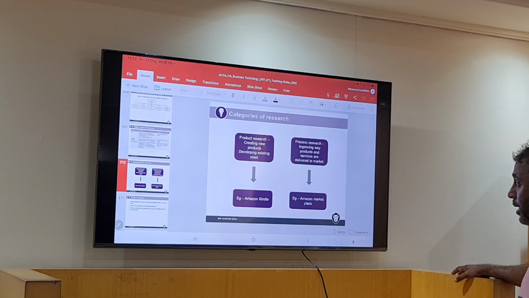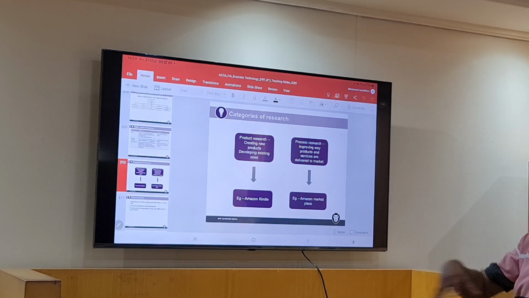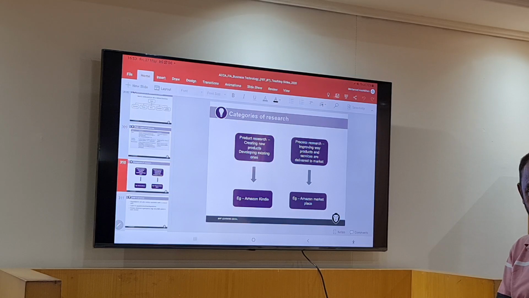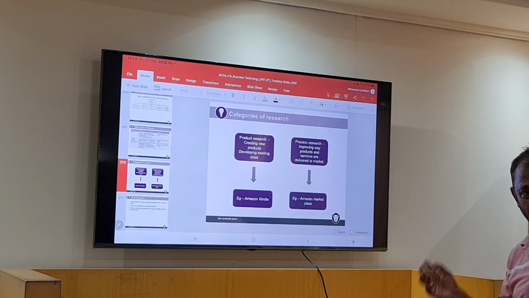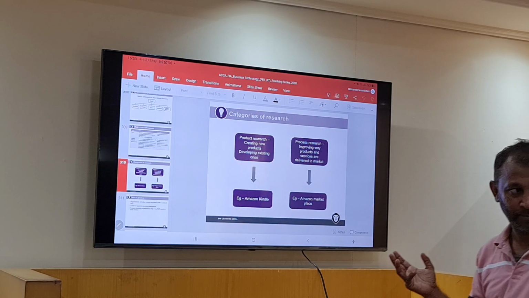Product research, creating new products, developing existing ones. Example, Amazon Kindle. Process research, improving the way products and services are delivered to market. Amazon Marketplace. How the process you can establish. Like Talabat, that delivery process. Before they really launched the business, they would have conducted such research. Understand?